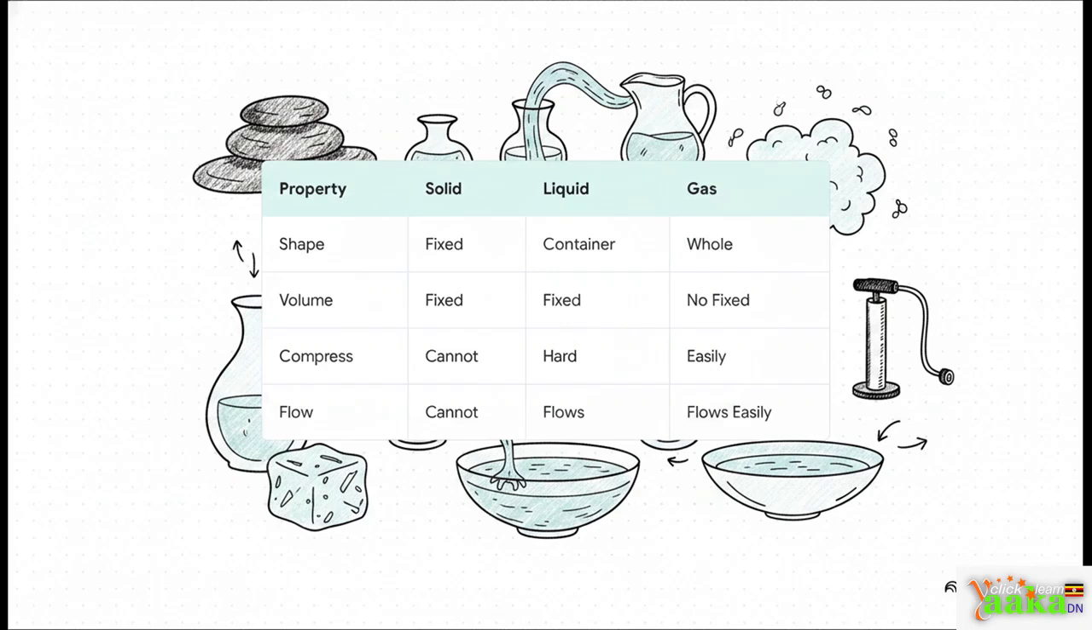Then we have gases, like the air. Gases are kind of the rebels here. No fixed shape, no fixed volume. They just expand to fill up any space you give them. Because of that, you can actually compress or squeeze them down into a much smaller space, like packing air into a bicycle pump.